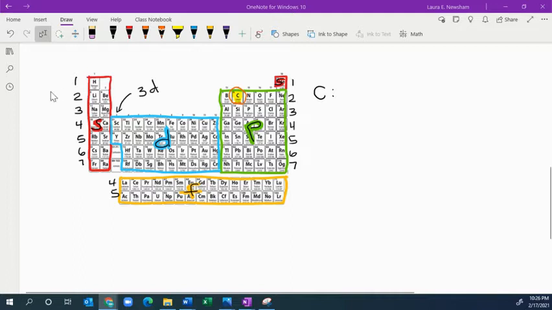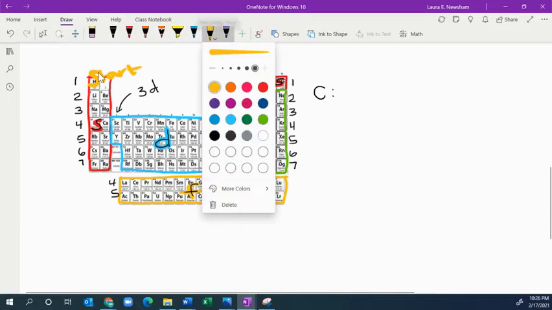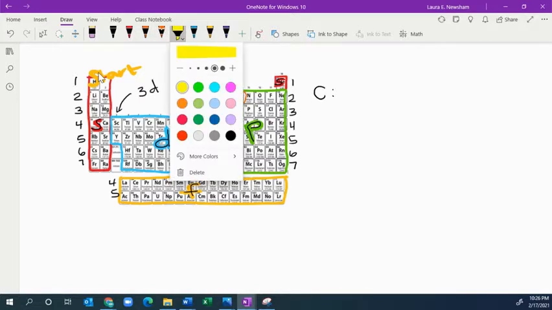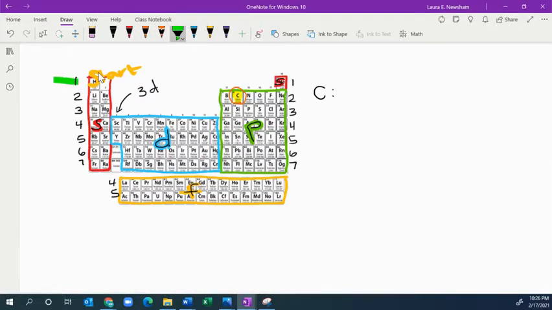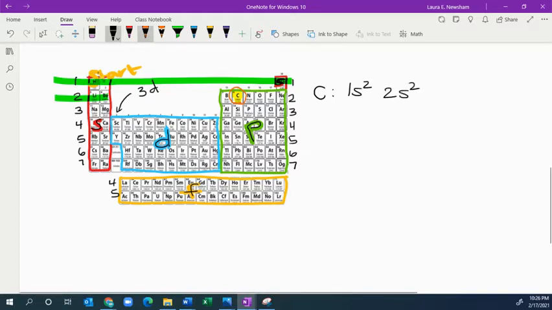So remember in electron configuration, we always start at the beginning here. So we're going to start at the lowest energy level first. So we have 1s2 here. And we haven't found carbon yet, so we go to our second energy level, 2s2. Haven't found carbon yet, and then we have 2p2.